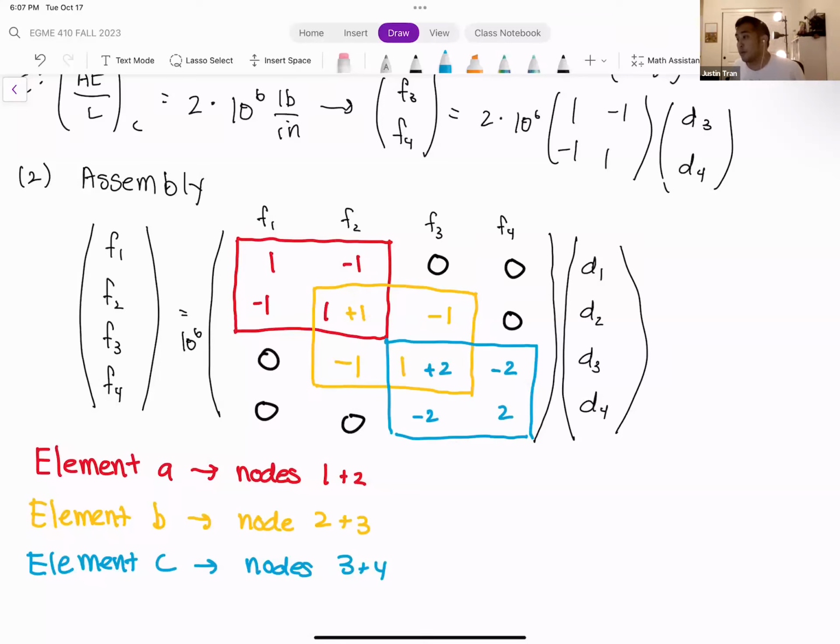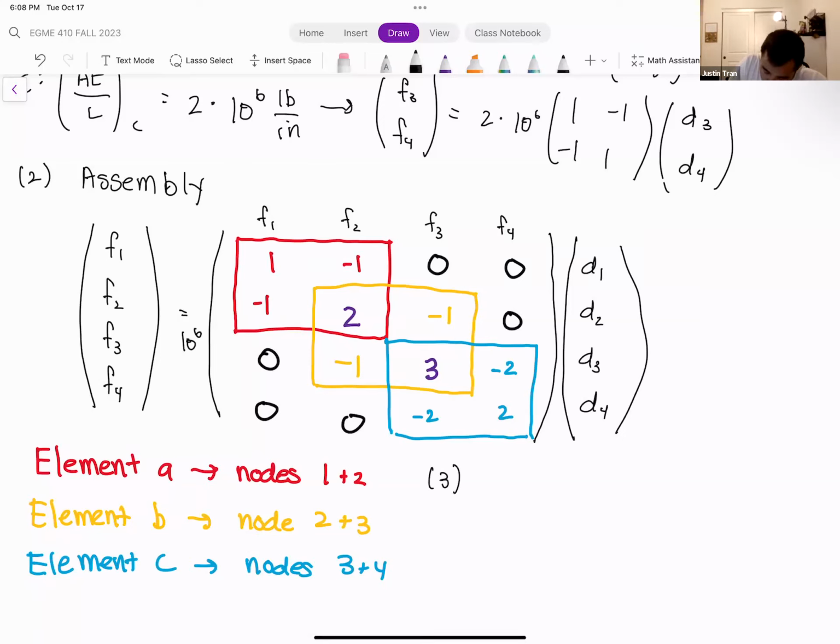And then, we're going to add in the entries for element C. So we have a positive 2 in the top left, -2, -2, and then a positive 2 on the bottom right. Okay, so let me go ahead and simplify this. Whenever we have things added together, I'm just going to collapse them into 1. And so we have a 2 here and a 3 there. Any questions on how we got this matrix here? All right, so that is the assembly.